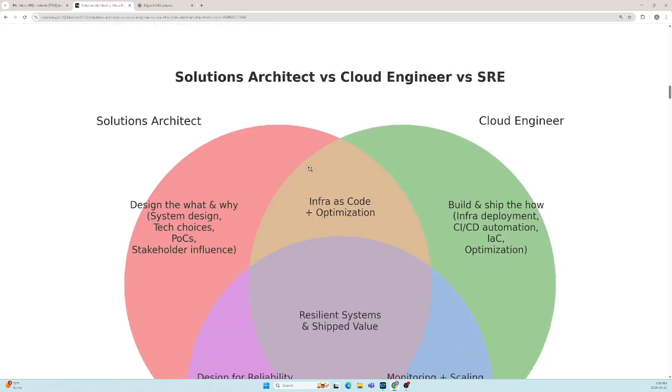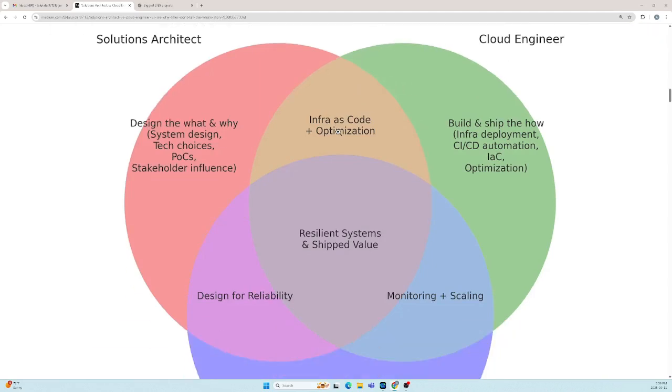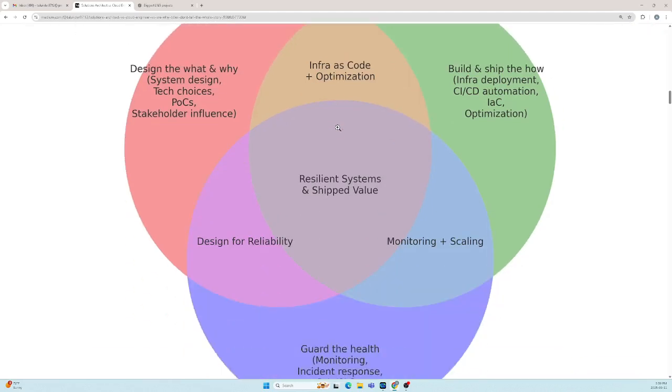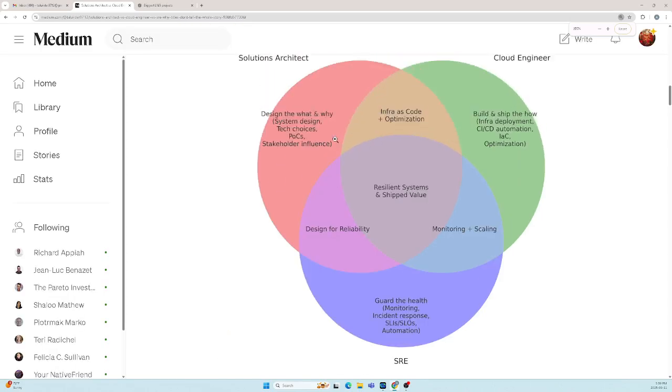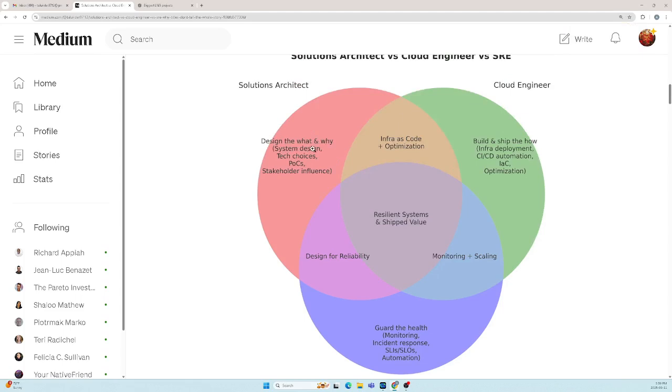I just made a chart to give some examples. For the solution architect, the main job is design: the what and why of system design, technology, and POC. Then there is overlap with the cloud engineer: infrastructure code plus optimization, where both have similar roles. The cloud engineer's main job is to build and ship infrastructure deployment, and infrastructure and cost optimization.